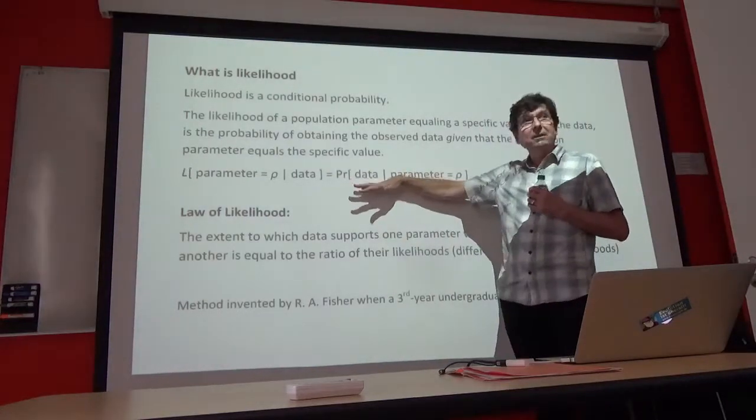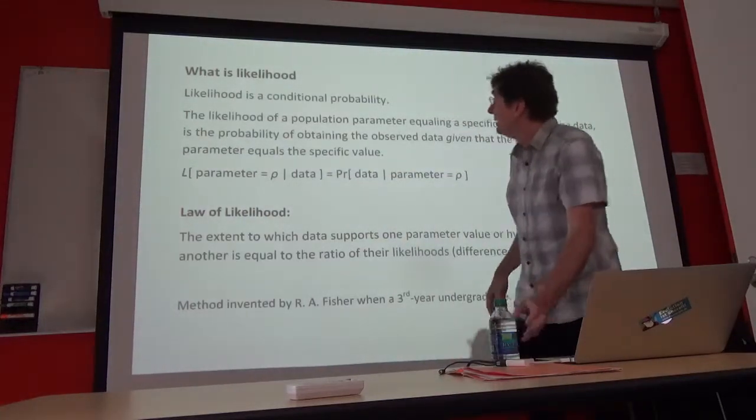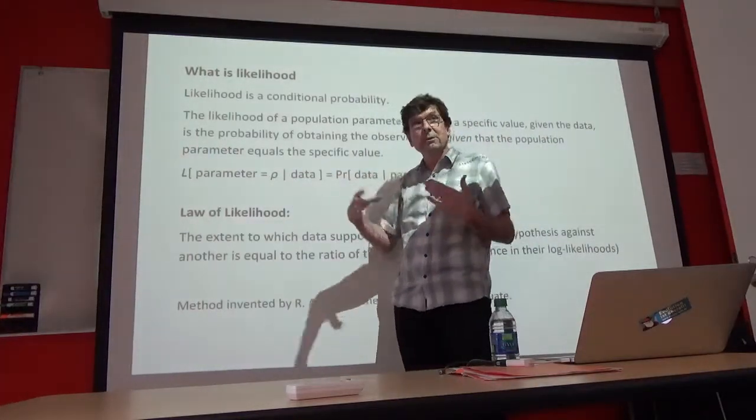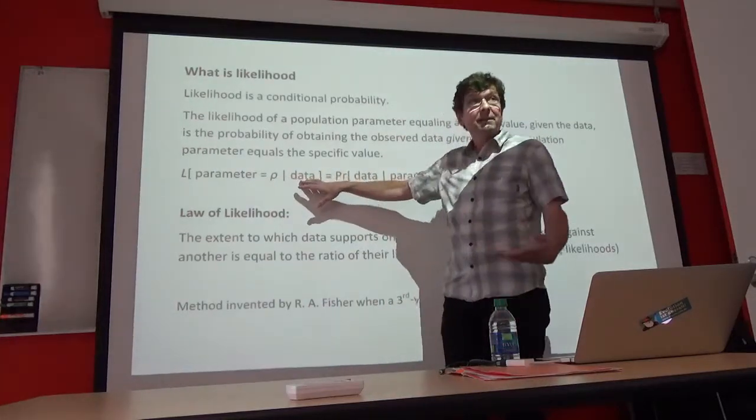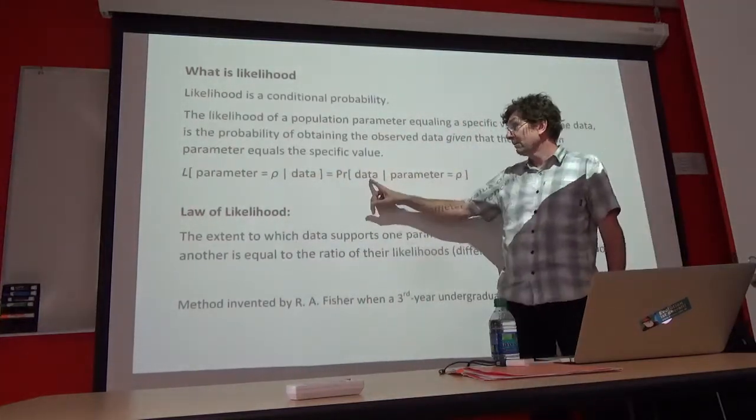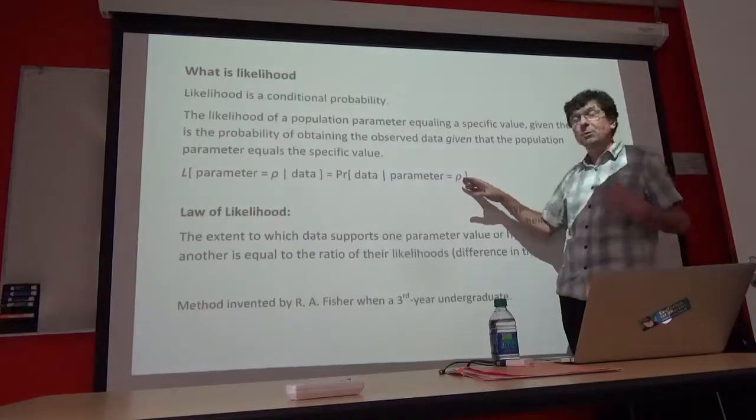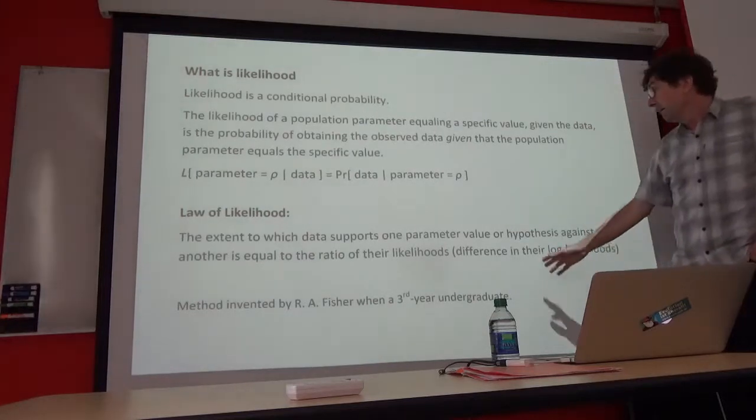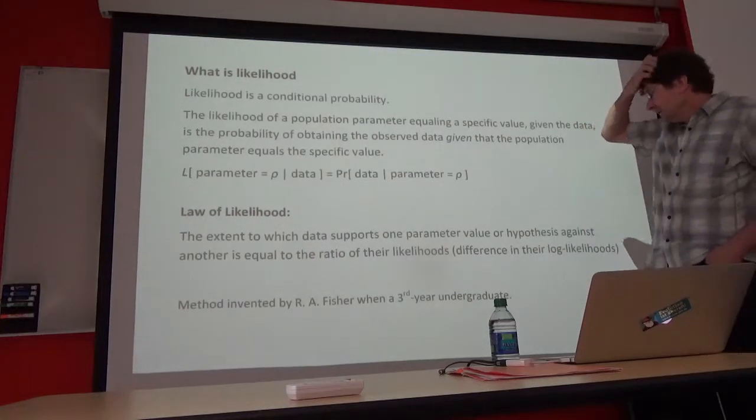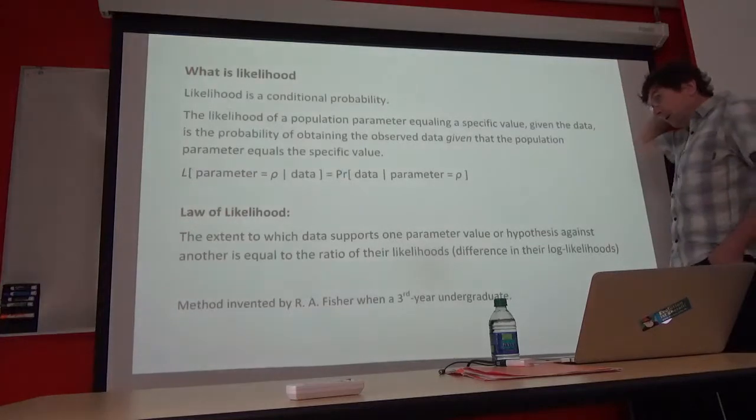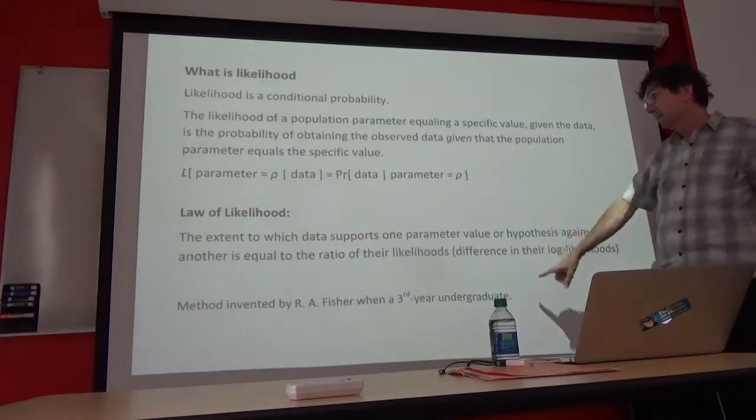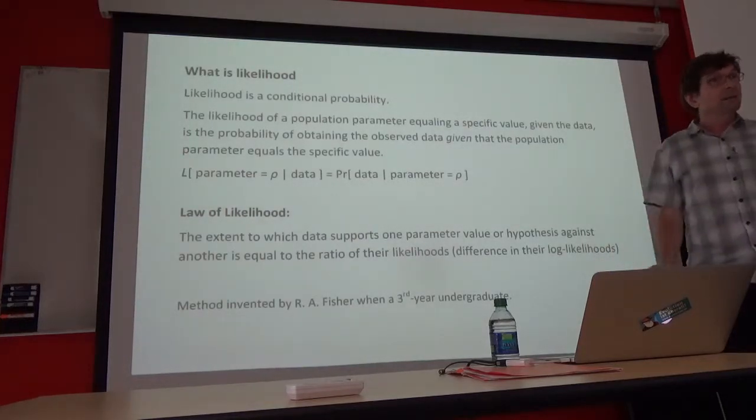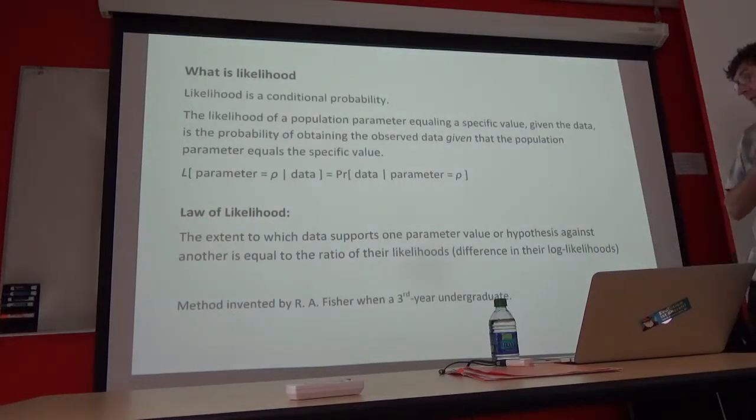And the way likelihood works is that we ask ourselves, what's the likelihood of the parameter being 0.1 or 0.2 or 0.3, given the data set that we have? And that's calculated as the probability of getting the data given that the parameter equals 0.1 or 0.2 or 0.3. Okay. And the law of likelihood says that the extent to which data supports one parameter value or hypothesis against another is equal to the ratio of their likelihoods, or the difference in their log likelihoods. And all of likelihood inference is based on that principle.